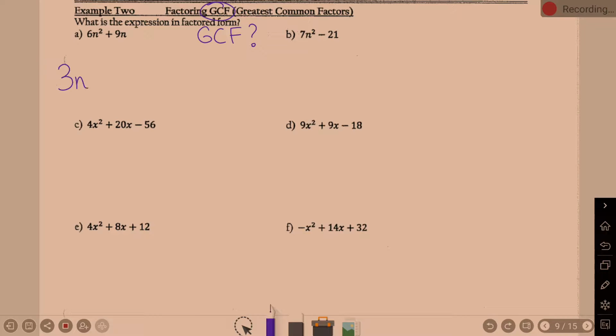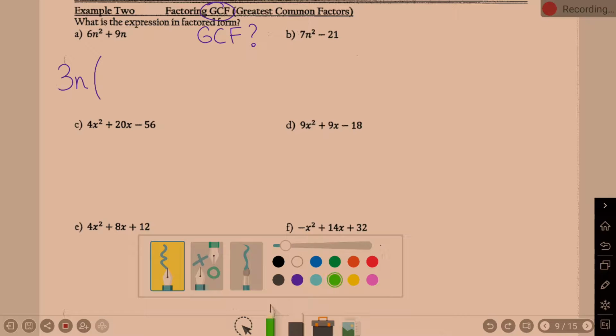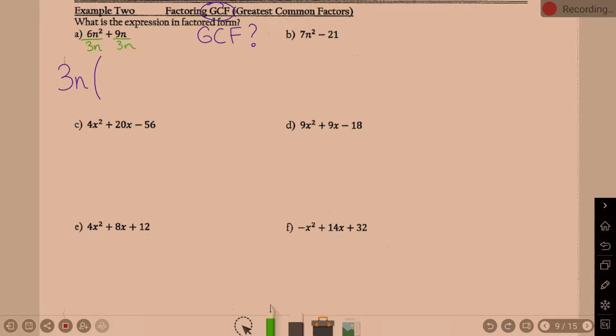Now, when we factor this out, we're going to put the 3n out front, and then we have to fill into parentheses what remains when I factor that 3n out. Which basically means I'm going to take each term and divide it by 3n. That's what we're doing here, dividing both terms by 3n. So now we have to review our exponent rules along the way today too. So, okay, 6 divided by 3 is 2.